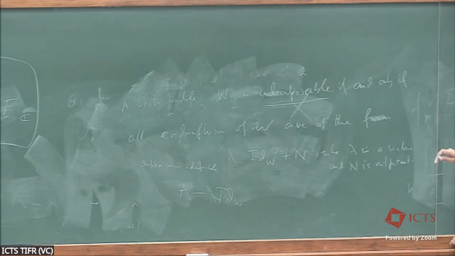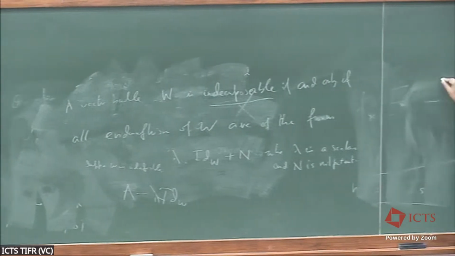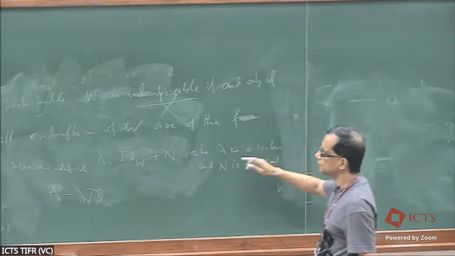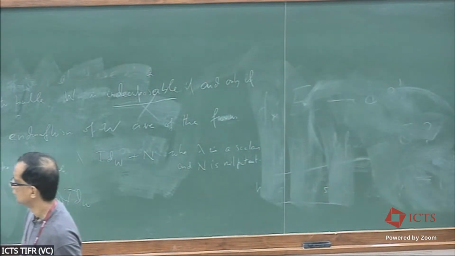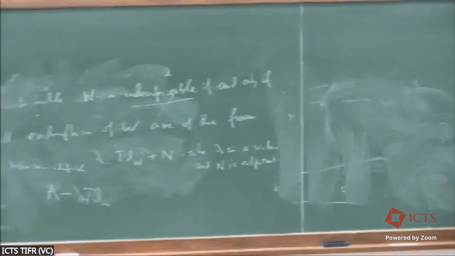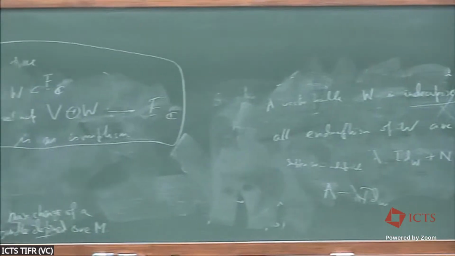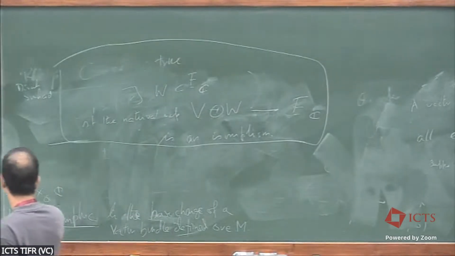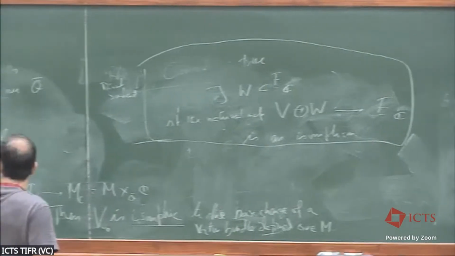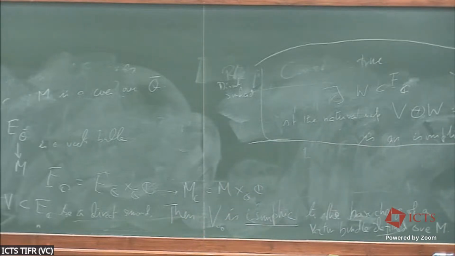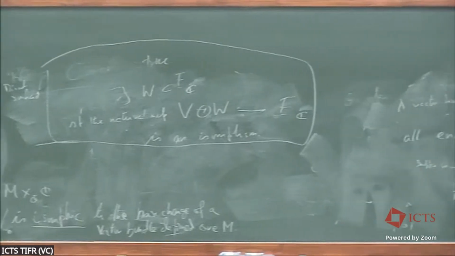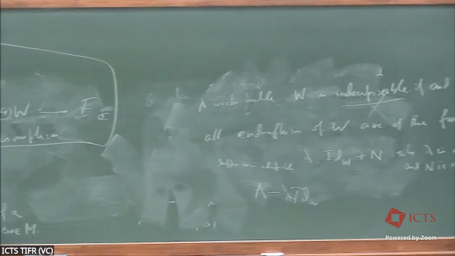So now let me complete the proof before, so that we can make some remark. So now, any vector bundle... Suppose B is a direct summand, and suppose we write E_C is equal to B direct sum W.